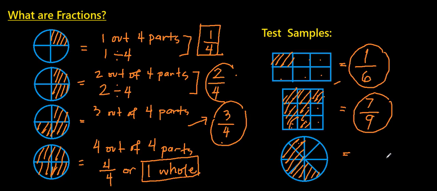Then, how many shaded parts? 1, 2, 3, 4, 5. How many overall parts? 1, 2, 3, 4, 5, 6, 7, 8. After that, let's have an assignment.